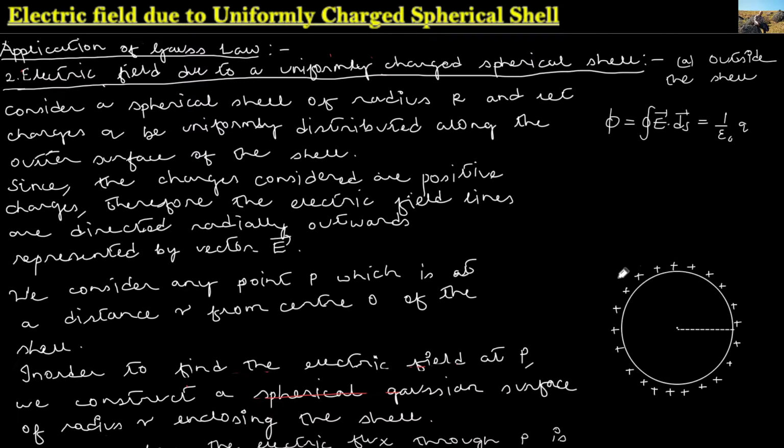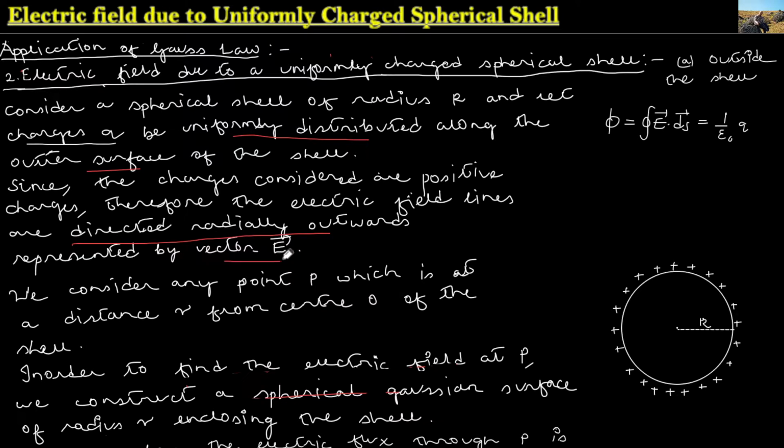So in this case, we have considered this spherical shell having a certain radius r, and along the outer surface of the spherical shell, we have these positive charges residing on its surface. Here we have this charge q, uniformly distributed along the outer surface of the shell. Since the charges are positive, the electric lines of force will be pointing radially outwards.